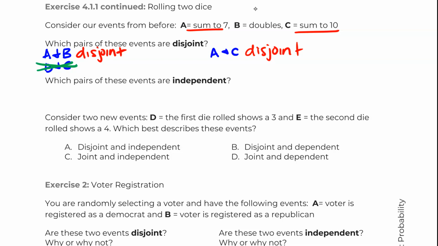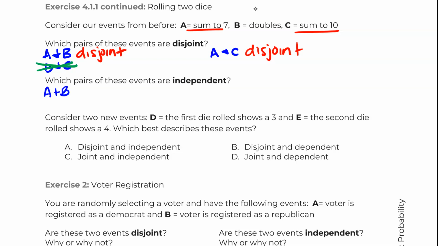So independent is a little more challenging, right? So we're going to look at each of those pairs. And again, we're going to use more of a formal definition here, and then we'll talk about how we could have maybe stepped around this a little quicker. So A and B, summing to 7 and doubles. Well, let's just use the definition.